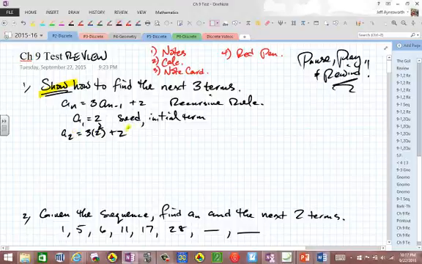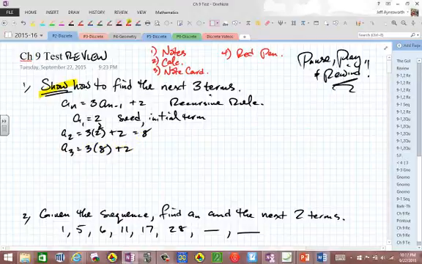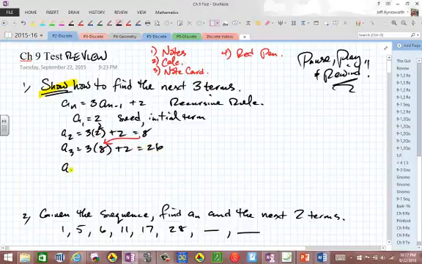3 times 2 is 6, plus 2 is 8. A sub 3 is 3 times the previous term, 8, plus 2 more. So you have to bring that in. Then you get 3 times 8, 24, plus 2, 26. A sub 4 is 3 times the previous term plus 2. Bring it in right here, 26.